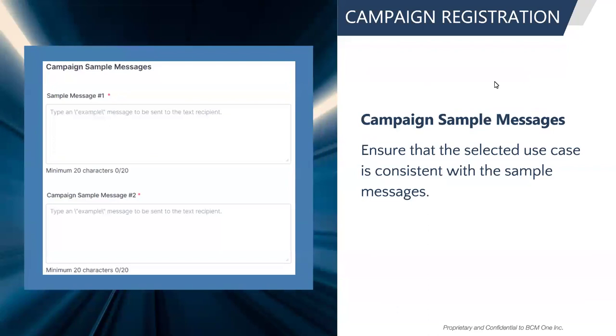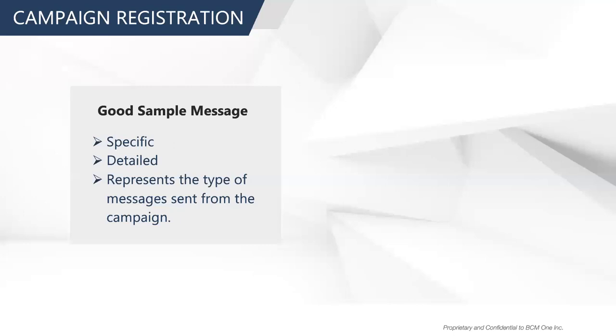Then we have the campaign sample messages. Ensure that the selected use case is consistent with the sample messages. Sample messages should be different from each other. Give examples of what messages you might send so that the DCA can see what the exchange looks like. This should be specific to the campaign's intended use case and not a general set of messages that have nothing to do with the use case. The carriers are getting stricter on checking the sample messages.